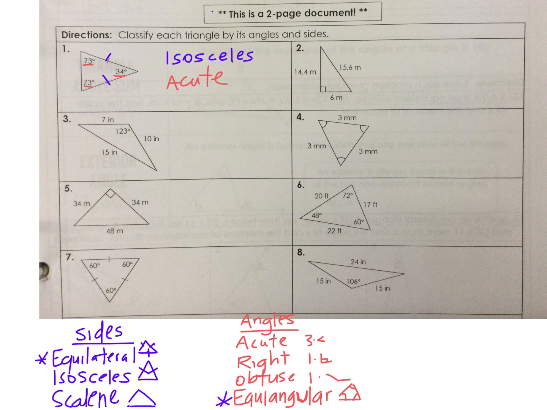I need you to look at 2 through 8. You'll have a purple answer and a red answer. Yours do not have to be purple and red. Thank you.